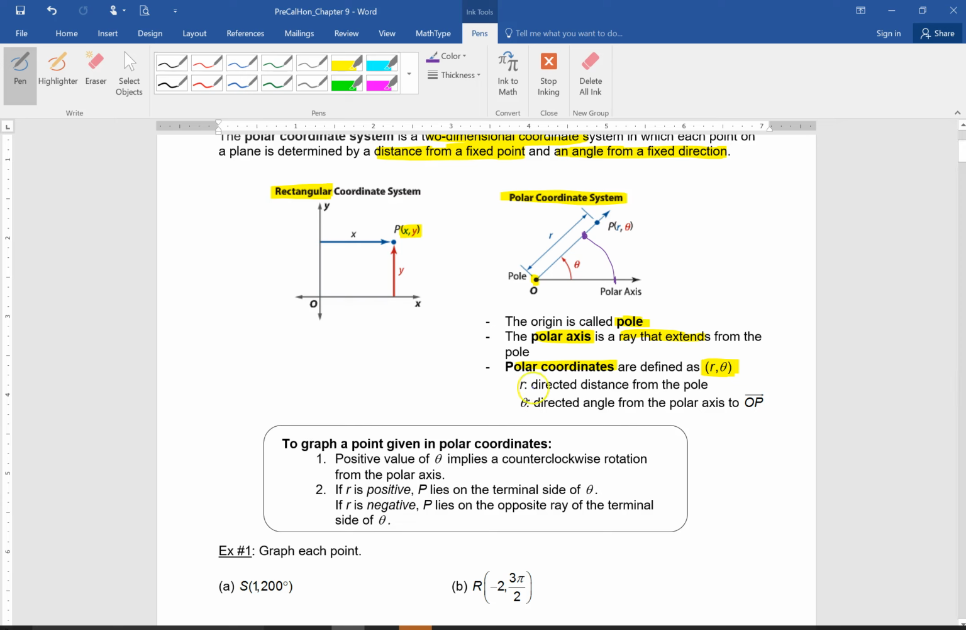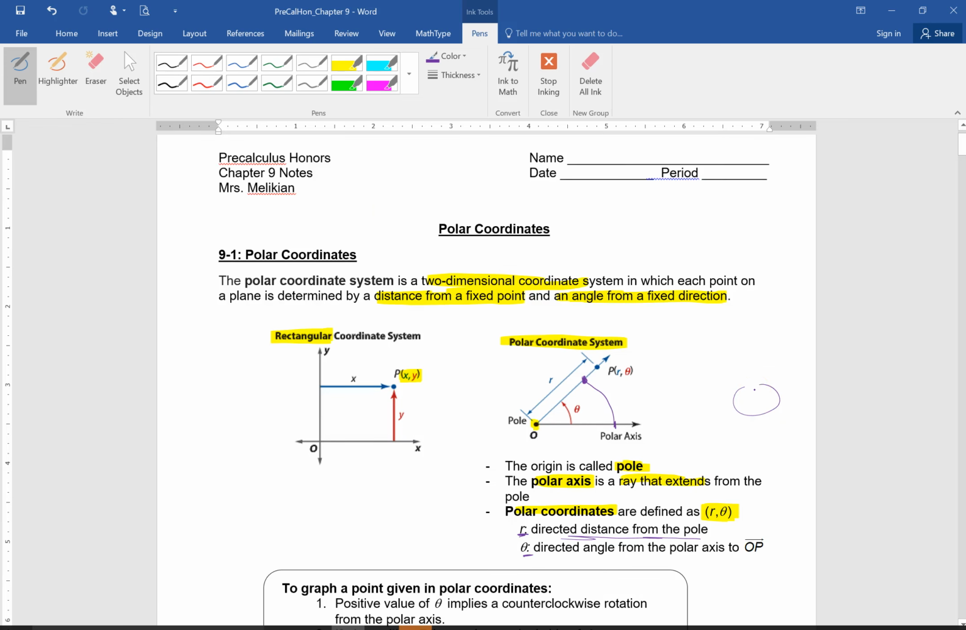Okay, so what is r? In the rectangular coordinate system, when you have x and y, they're each, it's so boring, like they're each just the distance from the origin, either left or right, horizontally or vertically. Well, now r is directed, it's the directed distance from the pole, and theta is the directed angle from the polar axis OP. So you've got that polar axis here, it's the angle from it, just like when you were drawing angles from the standard position.